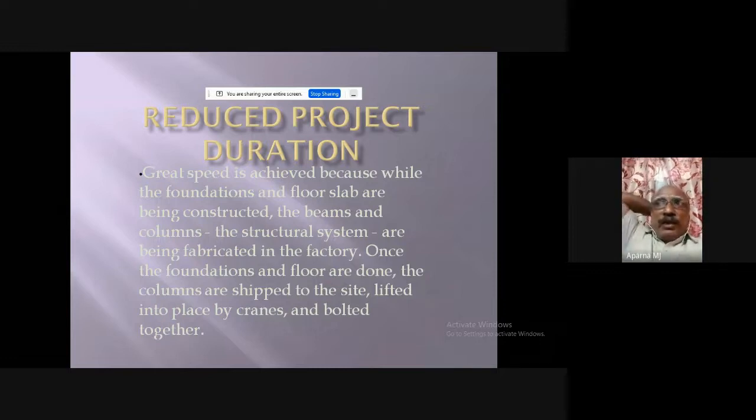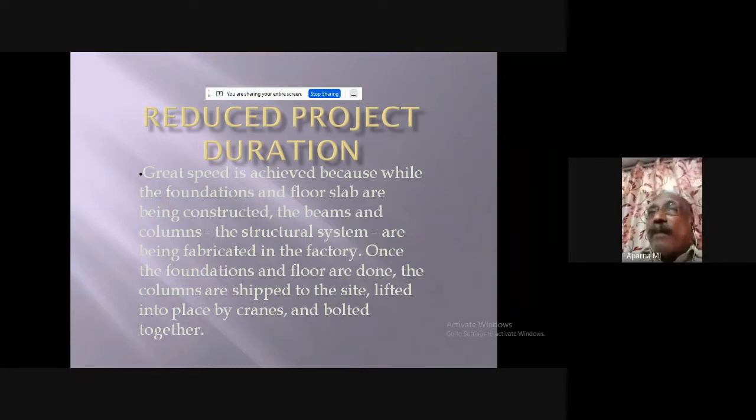And the main advantage of PEB is reduced project duration. Great speed is achieved because while the foundations and floor slab are being constructed, the beams and columns, the structural system, are being fabricated in the factory. Once the foundations and floor are done, the columns are shipped to the site, lifted into place by cranes and bolted together. That is the main advantage, because if you take the I-beam, it will be very costly. So we will be taking only plates.